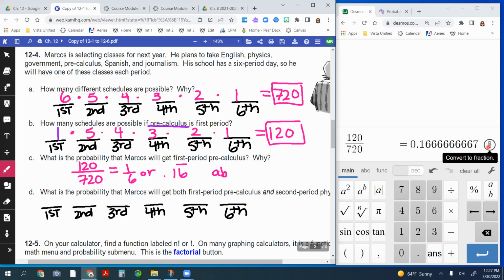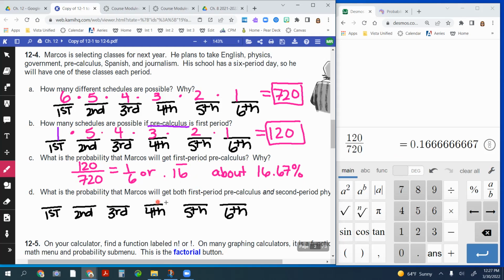So in terms of percents, 16.67% chance of it happening. So you can do it as a fraction, you can do it as a decimal, you can do it as a percent. Fraction's fine, you can leave it as a fraction.